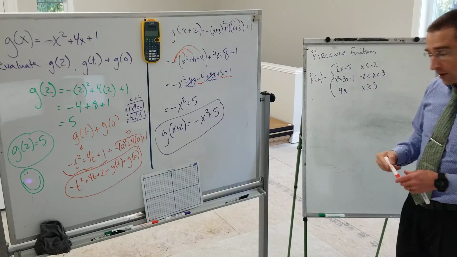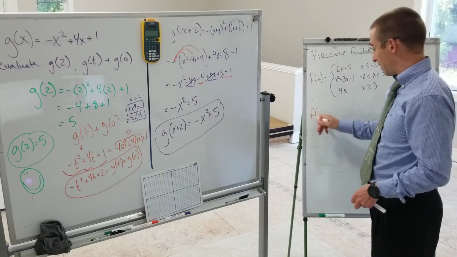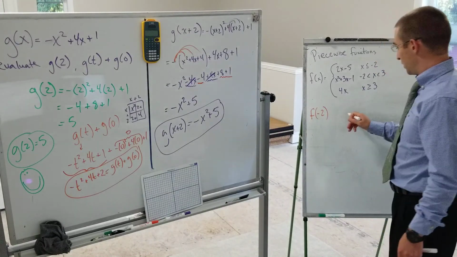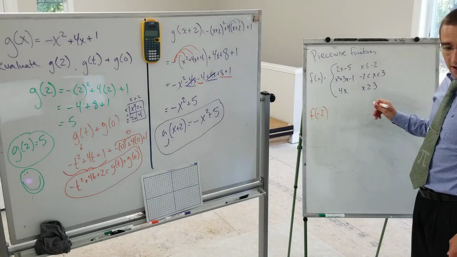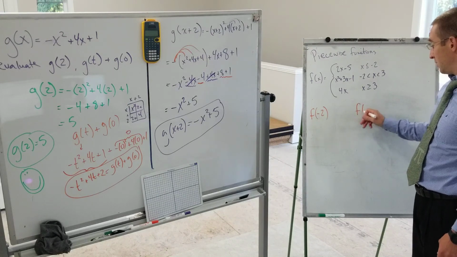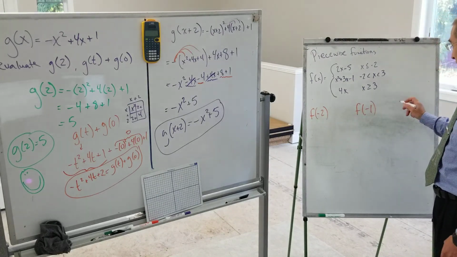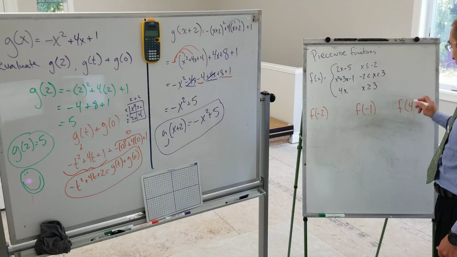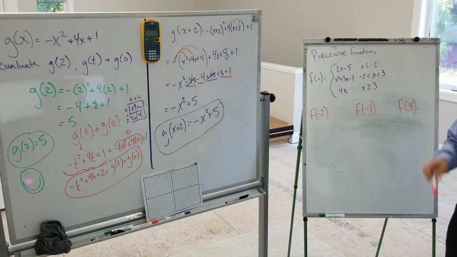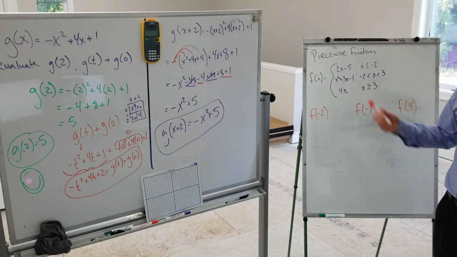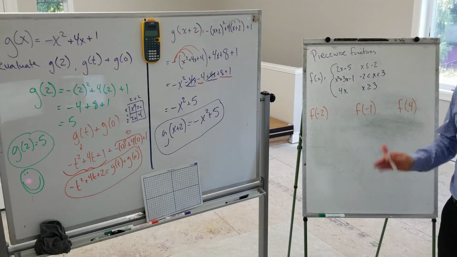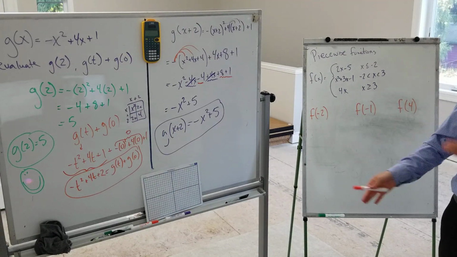So we're just going to evaluate a few of these. We're going to say f of negative 2. We're going to evaluate f of negative 1. And we're going to evaluate f of 4. Go ahead and pause the video and try to evaluate each of those and see what you get. So go ahead and pause it, try it, and then we'll go over it together.